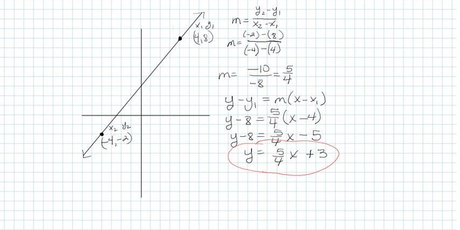Once again, we can double check to make sure we're right. We look here, we see that the y-intercept is going to be 0, 3. Well, if we come over here, where it intercepts the y is 0, 3.